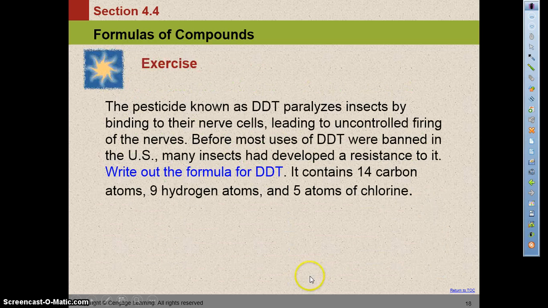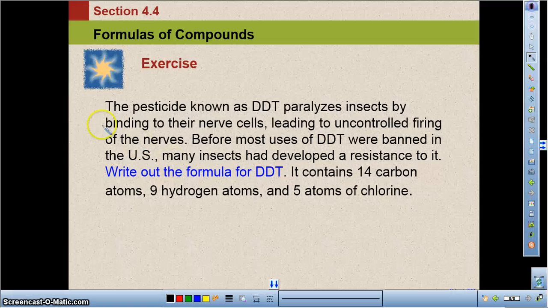So let's look at this example. It says, the pesticide known as DDT paralyzes insects by binding to their nerve cells, leading to uncontrolled firing of the nerves. Before most uses of DDT were banned in the United States, many insects had developed a resistance to it. Write out the formula for DDT, and it tells you what it contains.